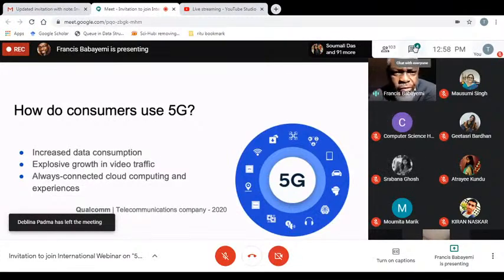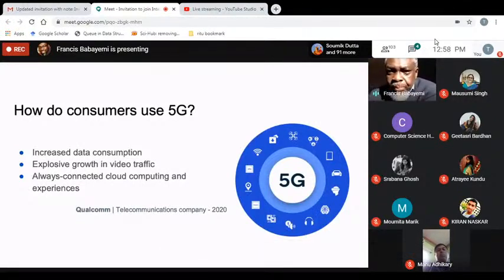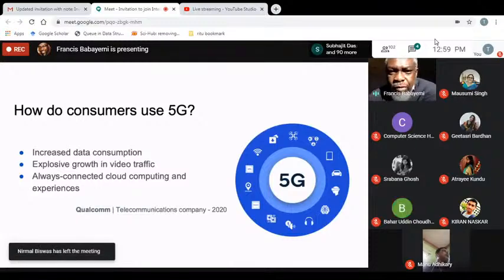This is driven by the explosive growth of video traffic as mobile is increasingly becoming the source of media and entertainment, plus the massive growth of always connected cloud computing.